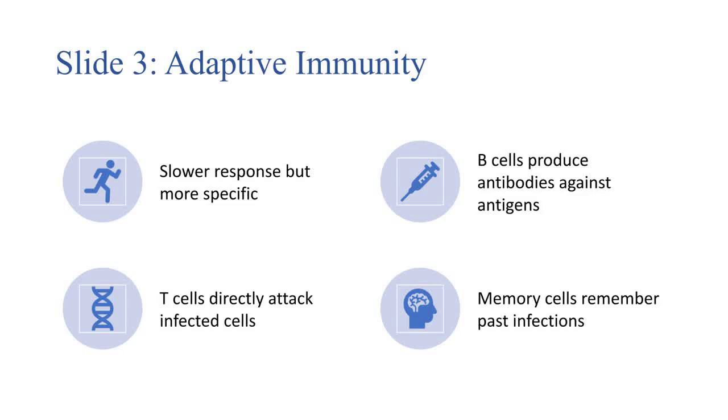B cells produce antibodies against antigens, which are foreign substances that trigger an immune response. The antibodies bind to the antigens and mark them for destruction by other immune cells. This process is called humoral immunity.